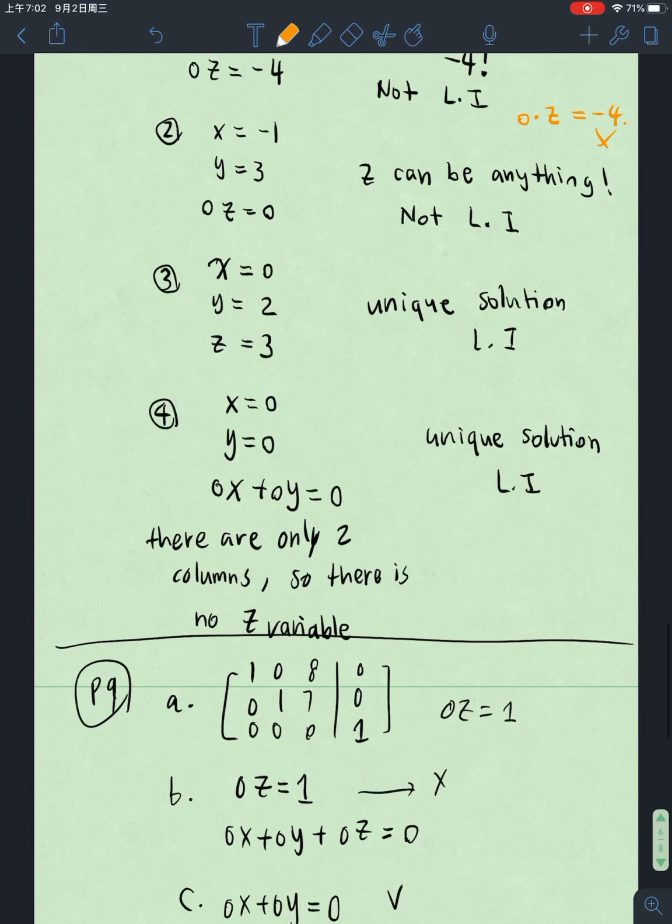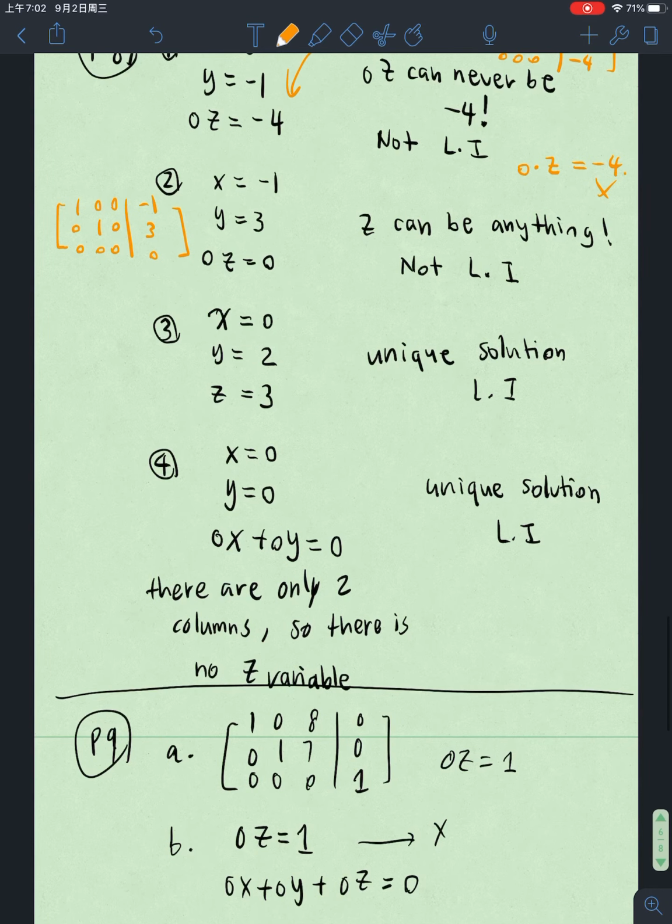And the second one I will write as 1 0 0, 0 1 0, 0 0 0 and negative 1, 3, 0. The same thing, it has a z, and the last one will be 0z equals 0. And we can see that z can be anything for this to be true. So this set of equations will have infinitely many solutions.